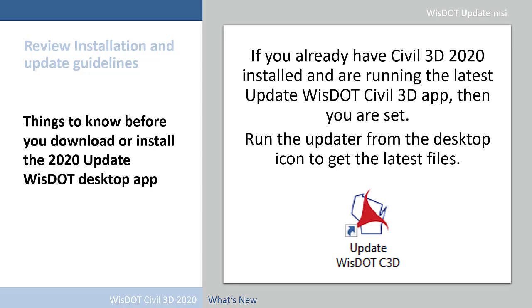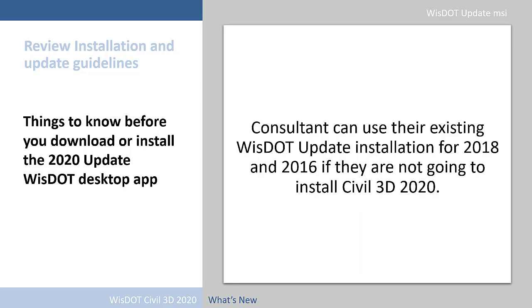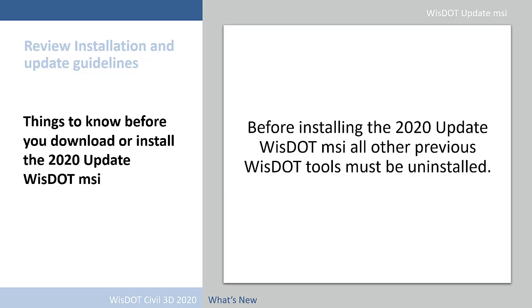Things to know before you download or install the 2020 Update WisDOT desktop app. If you have Civil 3D 2020 installed and are running the latest Update WisDOT Civil 3D app, then you are set. When every update comes out, just run the updater from the desktop icon to get the latest files for both 2020 and 2018. Consultants can use their existing WisDOT update installation if they are not going to install Civil 3D 2020. Before installing the 2020 Update WisDOT MSI, all other previous WisDOT tools must be uninstalled.